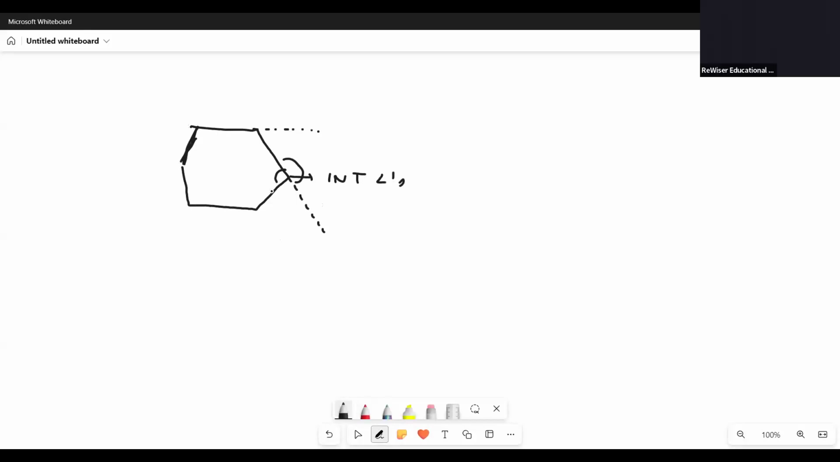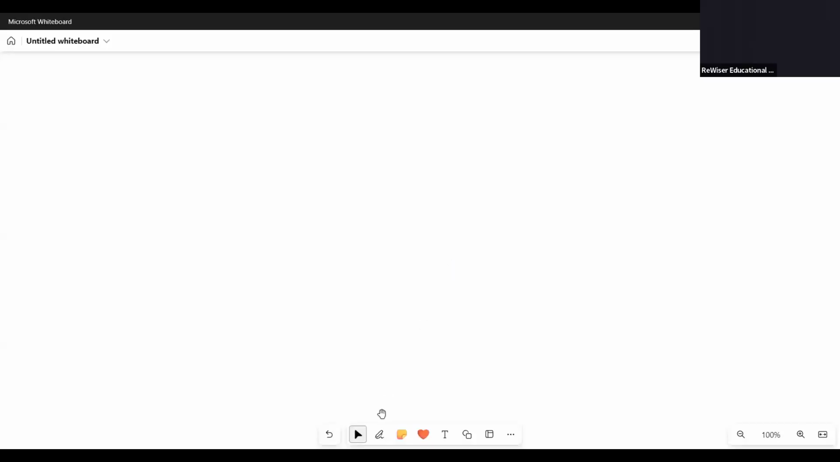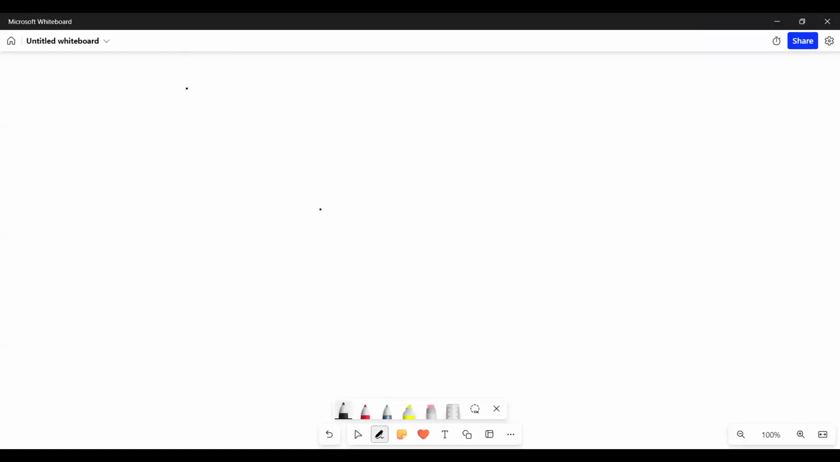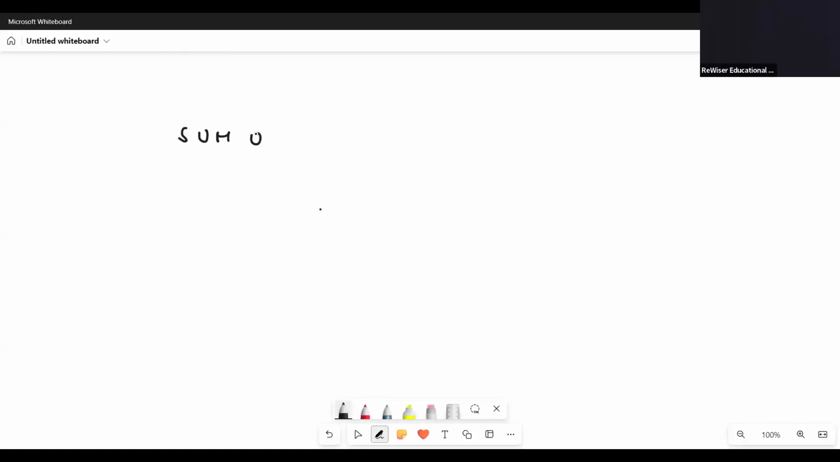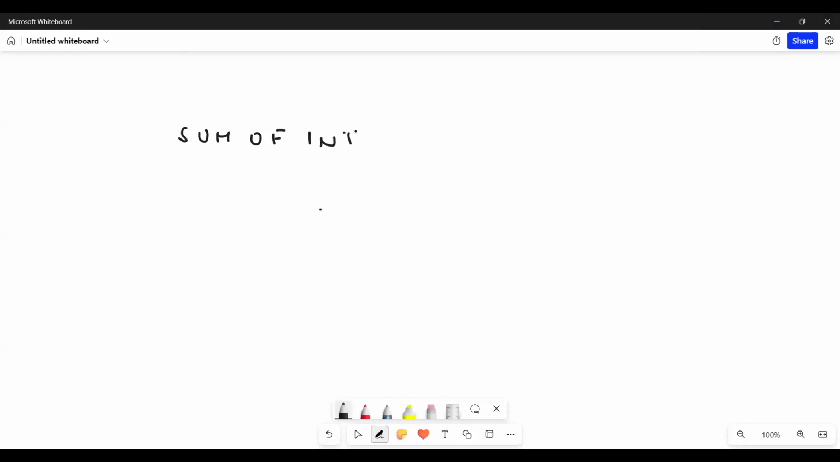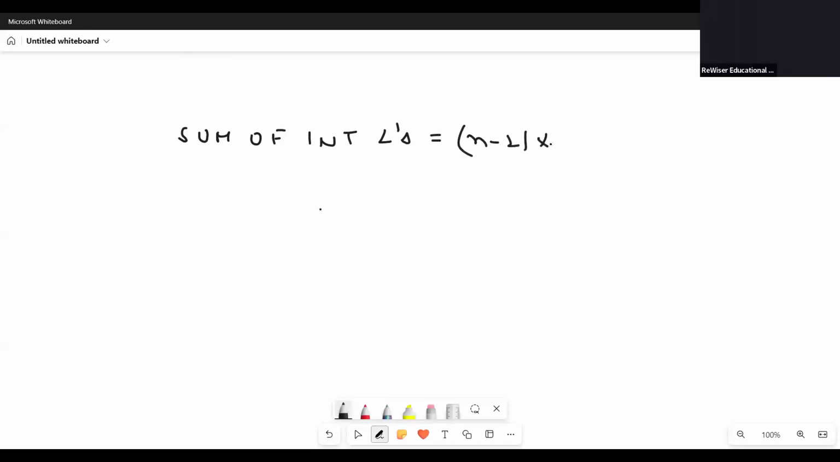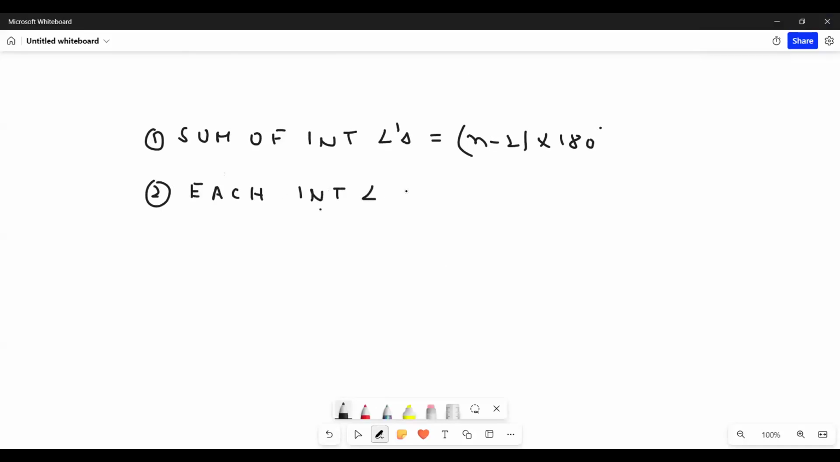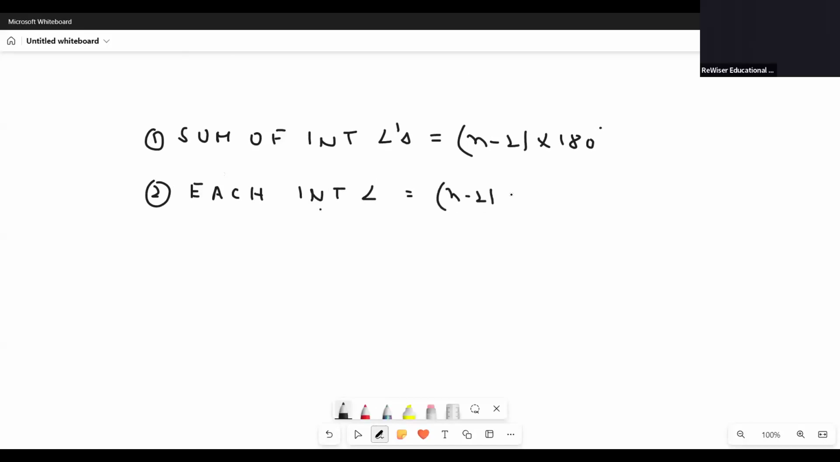There are four formulas which deal with polygons. First, sum of interior angles: number of sides minus 2 into 180, so in n form, (n minus 2) into 180. Number two, each interior angle: (n minus 2) into 180 by n.